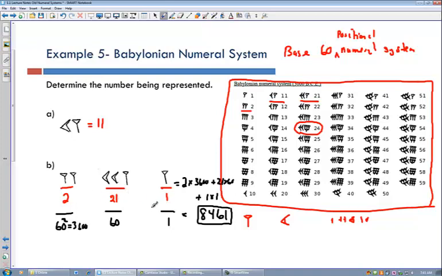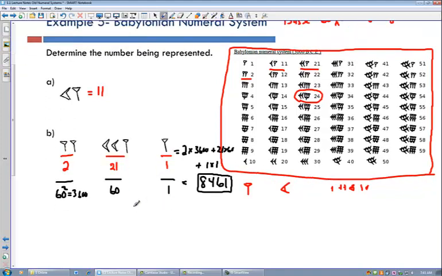You have to be a little bit careful. Let's do another one, because I think it's worthwhile. Let's just make one up. Let's do a triangular wedge, a vertical staff, then 3 vertical staffs, and then another triangular wedge, and over here 1 vertical staff. So this represents one thing. A triangular wedge represents 10 things, and 3 vertical staffs represents 3 things. And a triangular wedge and a vertical staff, that's 11 things.